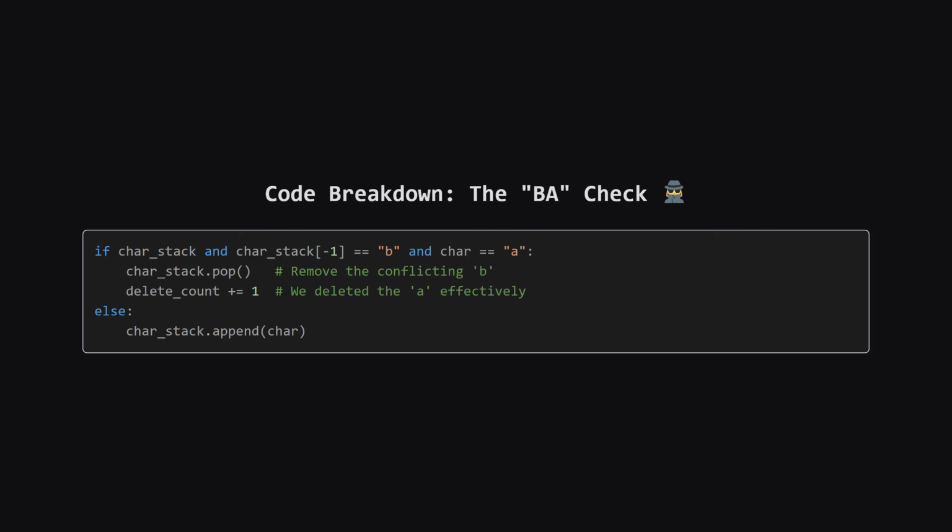The heart of this solution is this if block. It asks three things. Is the stack effectively not empty? Is the last thing we saw a B? And is the thing we're looking at right now an A? If all yes, we have a problem pair. By popping the B, we are essentially saying, okay, let's delete one character to fix this local mess. It turns out, greedily removing these pairs gives us the optimal global solution.